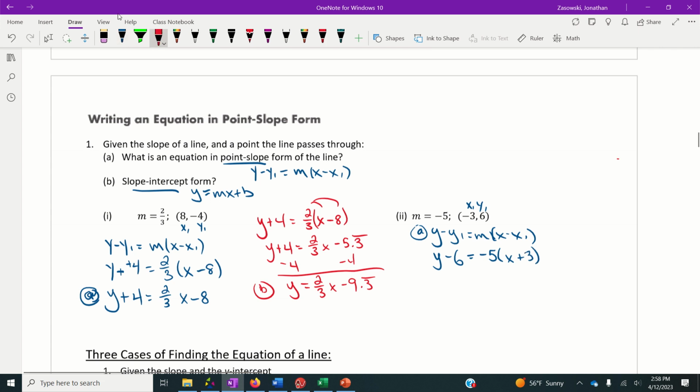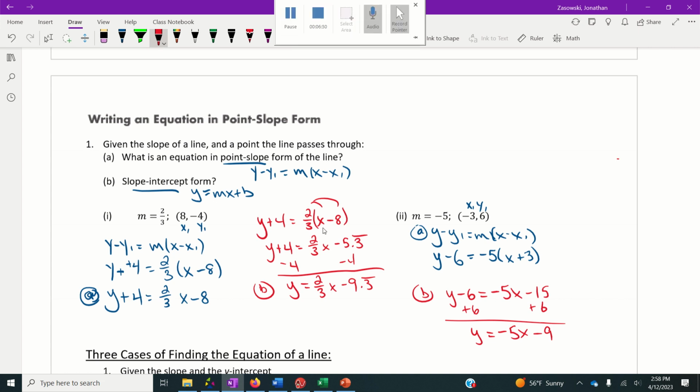Now that's part A. Part B is going to be to distribute and solve. So y minus 6 equals, if we distribute, we're going to get minus 5x, and then minus 15, and then we'll add 6 to both sides to get rid of the 6 from this side, and we'll get y equals negative 5x minus 9. And there is our slope-intercept form.